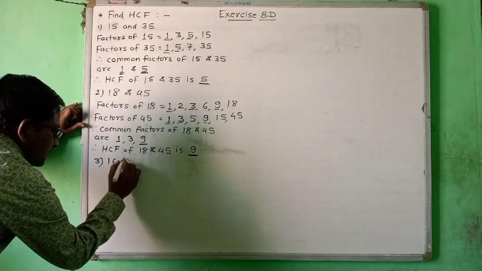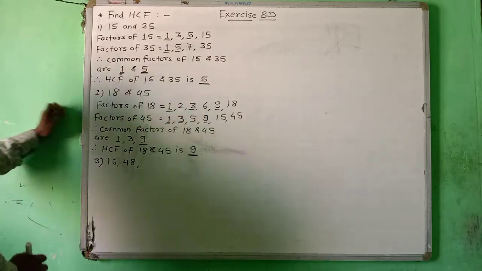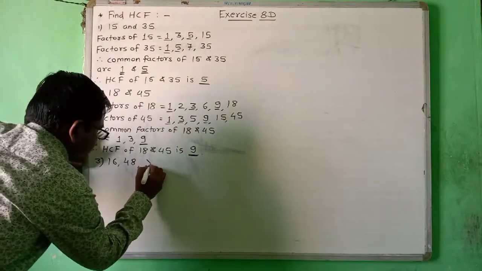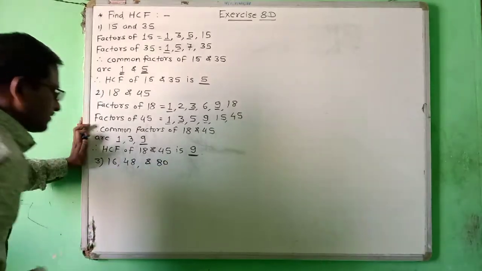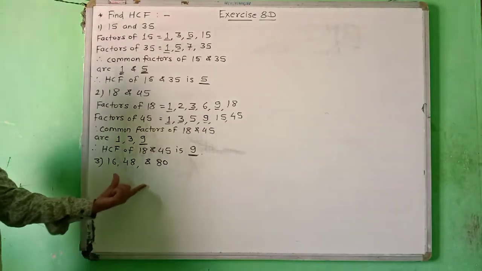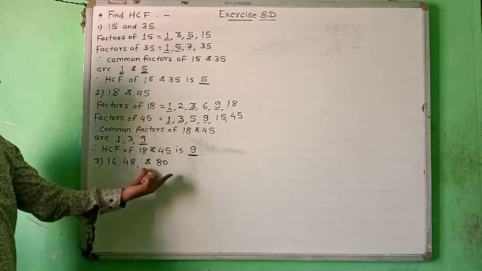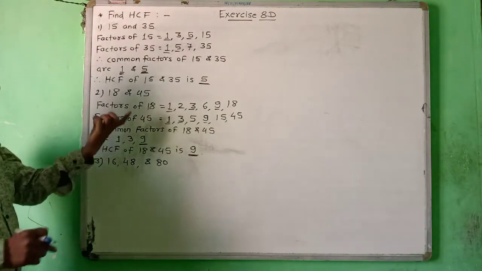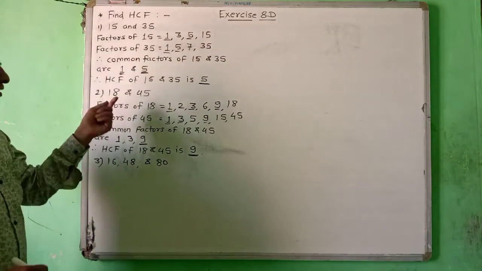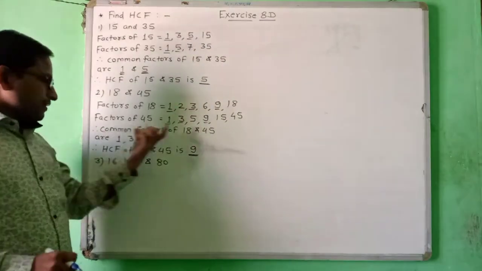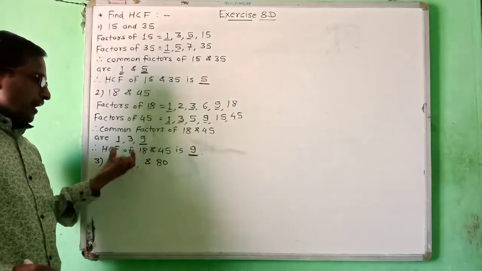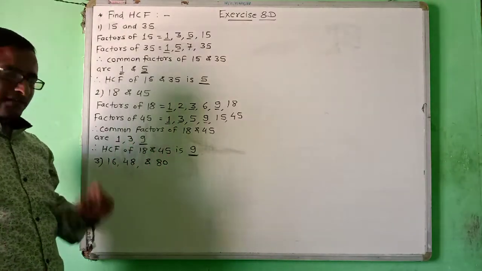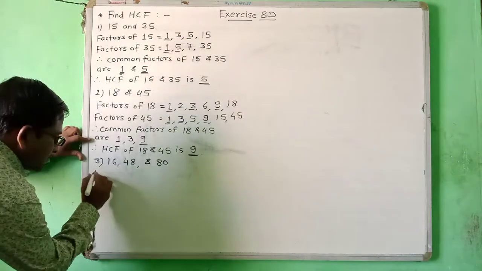16, 48 and 80. So first you find the factors of 16, 48 and 80. Here 3 numbers are given. Before, with 2 numbers, you found the factors of 18 and 45, then found the common factors, and then chose the highest common factor, which is 9. So again, follow the same process here.